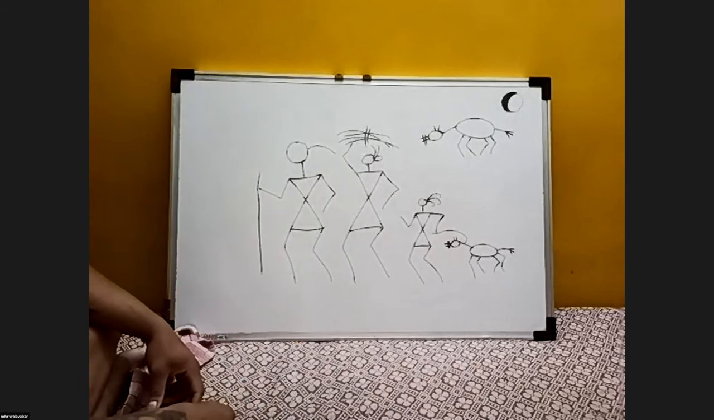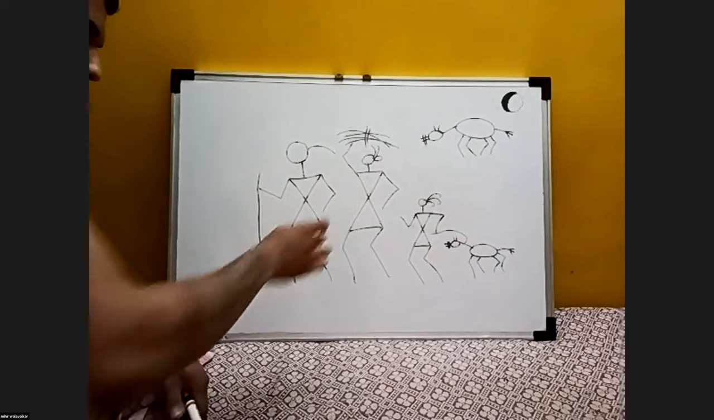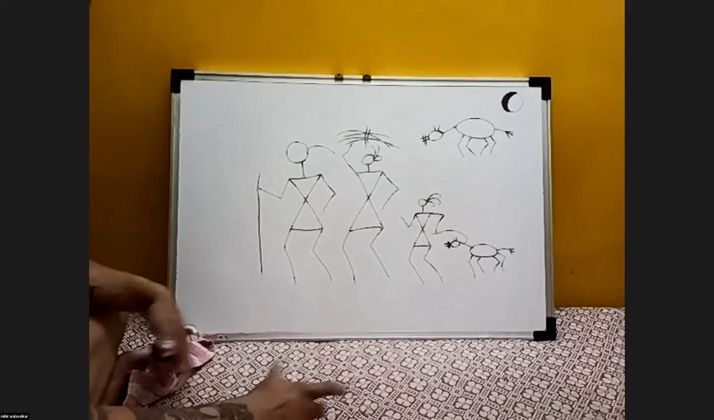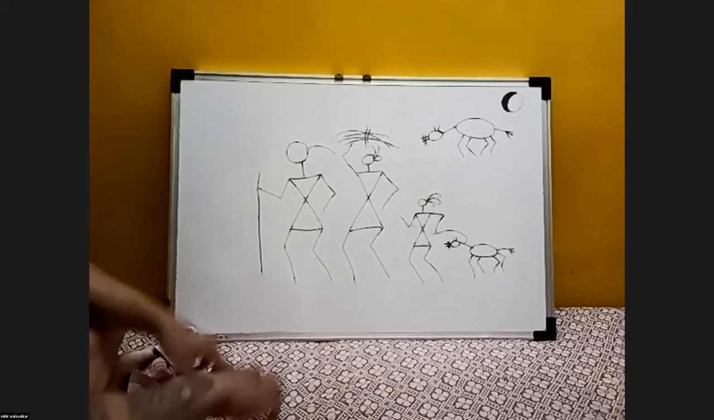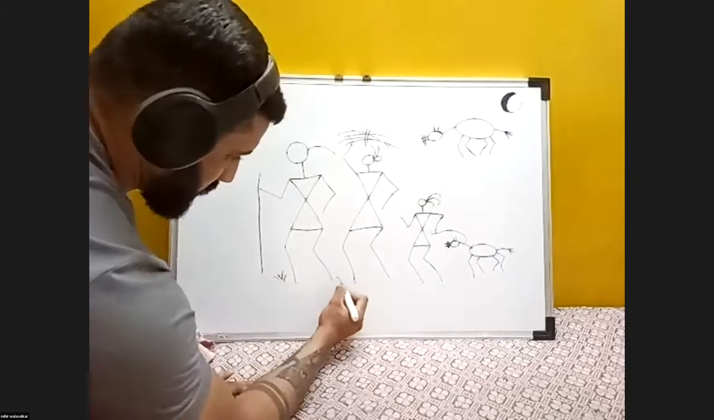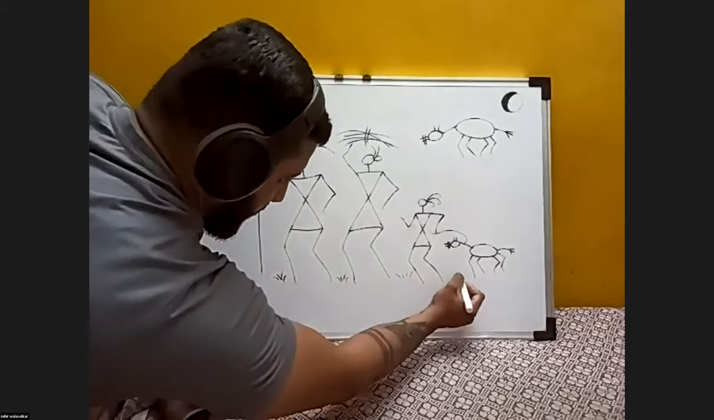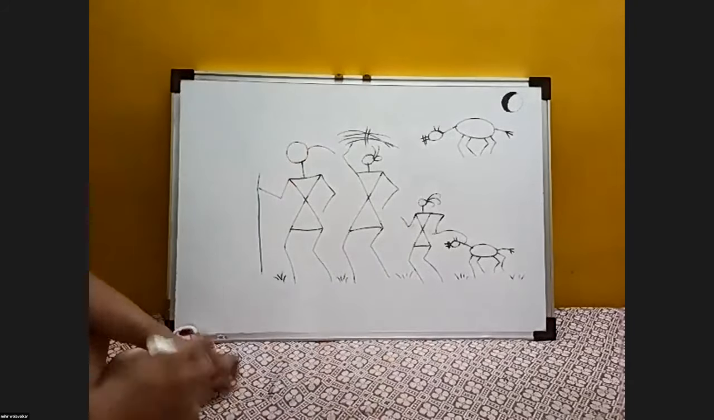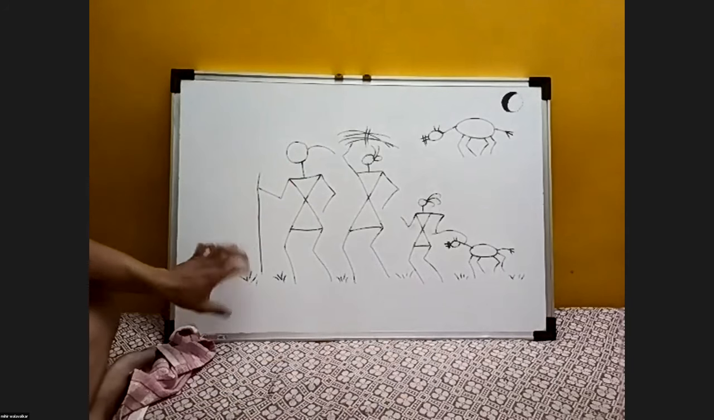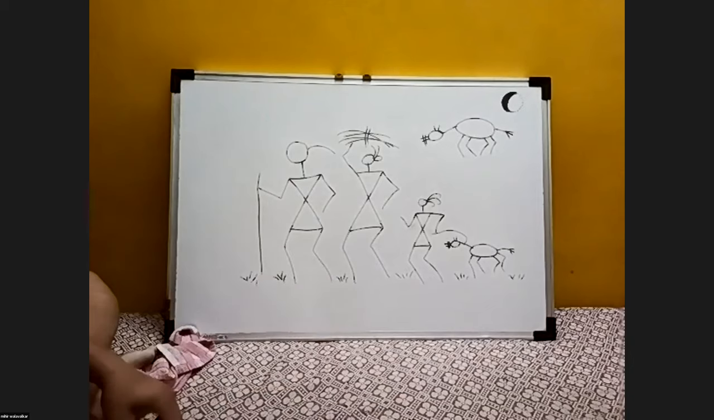Now there have been many questions for me in many workshops: how do they differentiate the ground? So it's very simple. When you draw these figures, you just have to show one or two blades of grass. So this is like the base of the painting. Not a bigger one, the smaller one. So this is the family which we show in the Warli paintings.